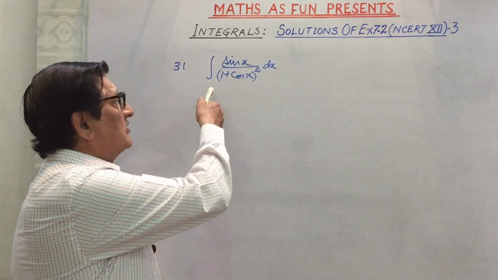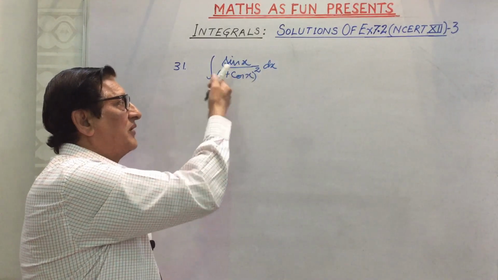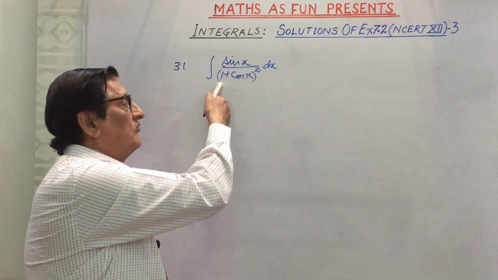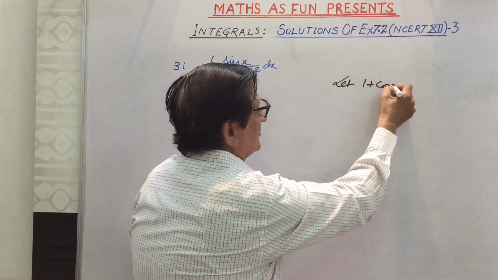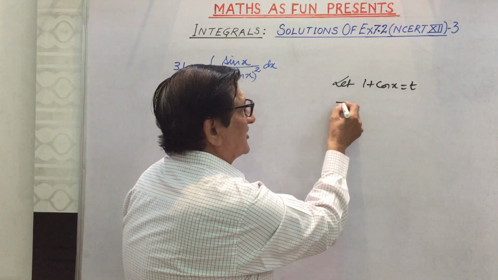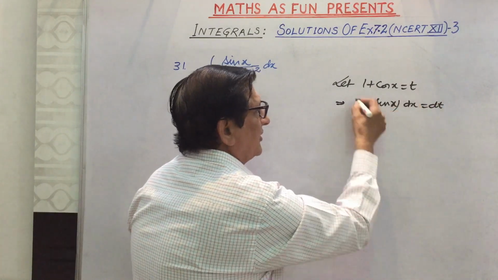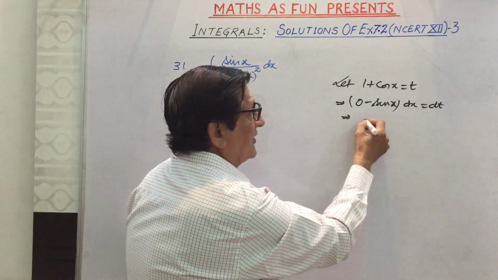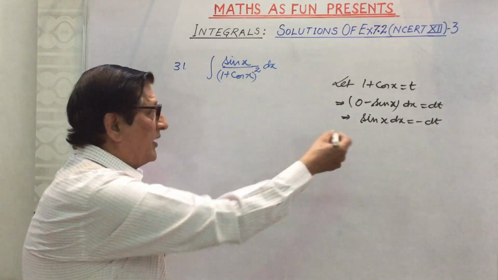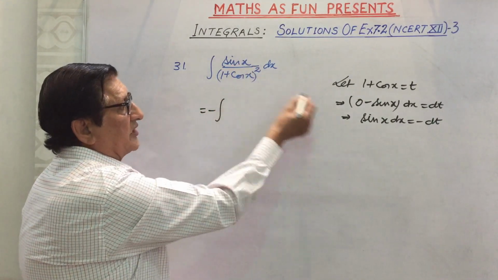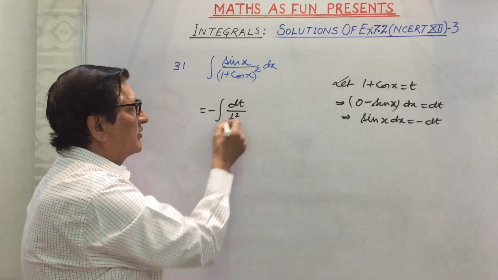Question number 31 here is integral of sin x upon 1 plus cos x whole square, and we know the derivative of cos x is minus sin x, so we can take this particular function 1 plus cos x as t, and we write here, let 1 plus cos x equal to t. Differentiating with respect to x, we get here 0 minus sin x dx is equal to dt, and hence we are getting this as sin x dx equal to minus dt. Applying that here, we get minus sin x dx is minus dt, and we have already taken minus here, upon t square.